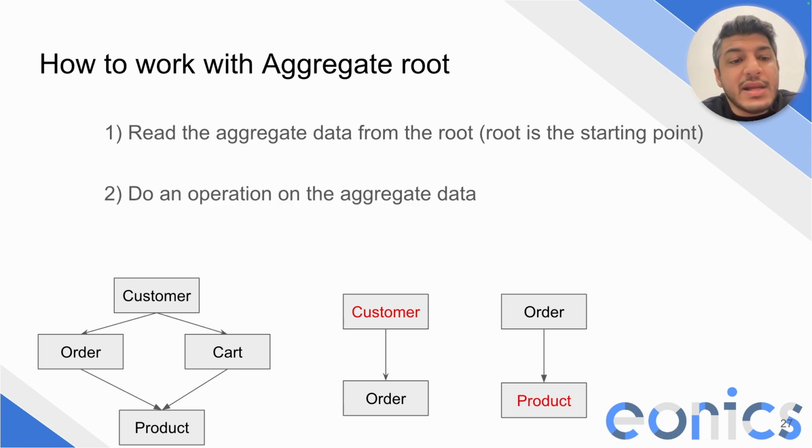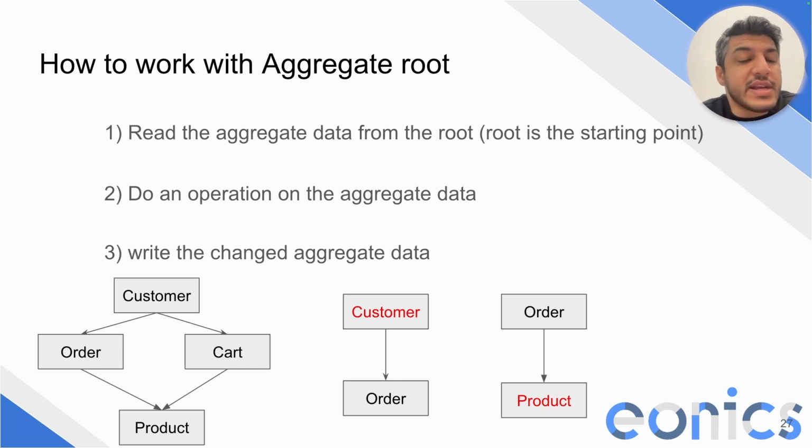So the first part, as I said, is to read the aggregate data using a repository operation. We read all the aggregate data that we need. Then we do an operation on the aggregate data, and we write the changed aggregate data in case of update and create, of course. In the case of reading, we don't really need to write anything. We can just read the aggregate data, or even just have query services. We don't really need an aggregate root to only fetch data.